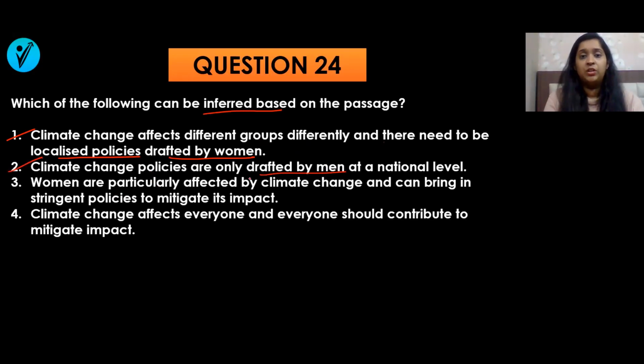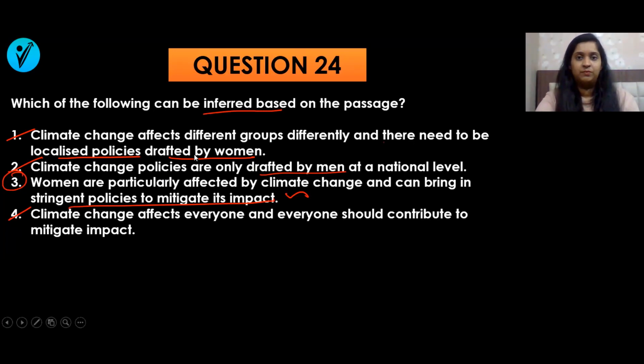Women are particularly affected by climate change and can bring in stringent policies to mitigate its impact. Yes, this is something that can be inferred from the passage. Climate change affects everyone and everyone should contribute. This is not about contributing. This is about women being allowed to come forward and help with the same because they have a better judgment about the same. So we will choose option 3 over here.